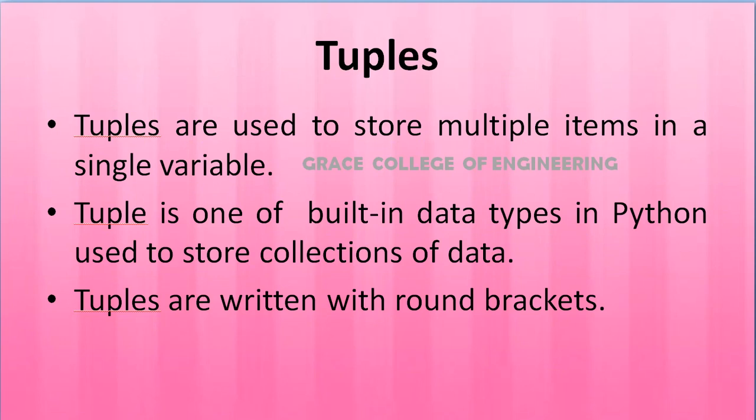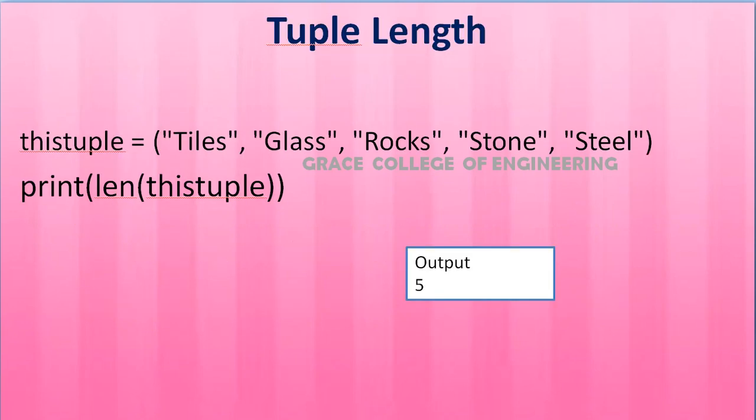So what is a tuple? Tuples are used to store multiple items in a single variable. It is one of the data types. Tuples are written with round brackets. So how do we find the tuple length? The tuple is created with a variable. This tuple has the elements tiles, glass, rocks, stone, steel. All of these are stored in this tuple, right?